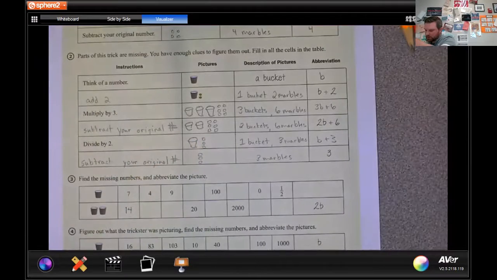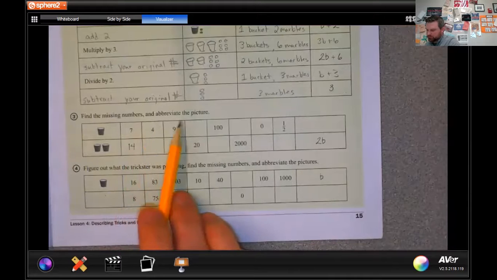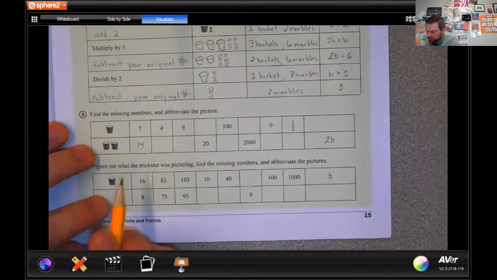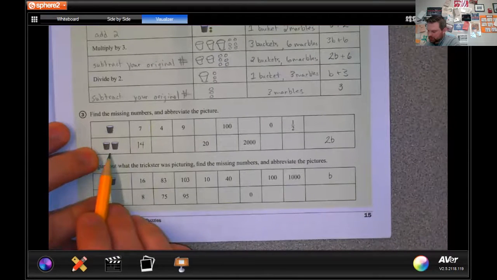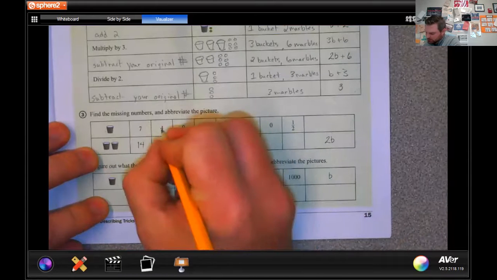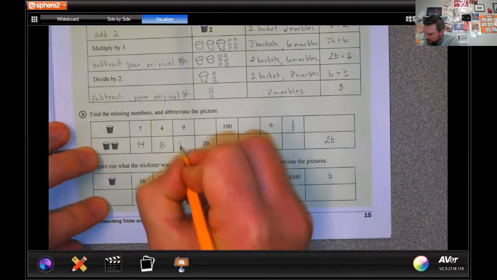All right. So number 3 here, find the missing numbers and abbreviate the picture. Oh, they gave us a picture this time. We don't have to come up with the rule. So they went from 1 bucket to 2 buckets. So here they're just multiplying it by 2. And we can check. 7 times 2 is 14. 4 times 2 is 8. 9 times 2 is 18.